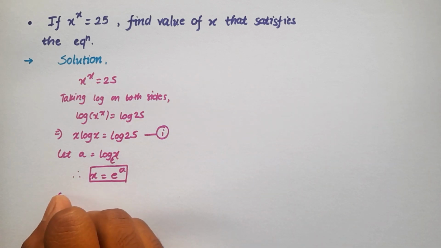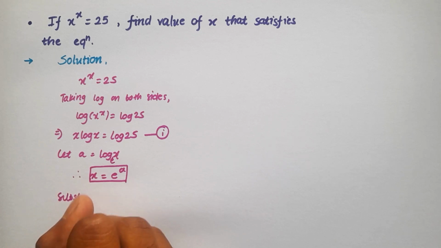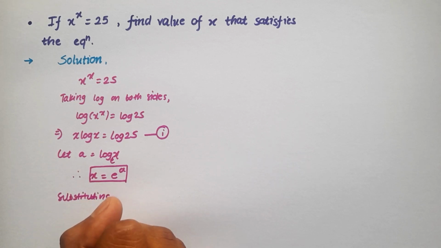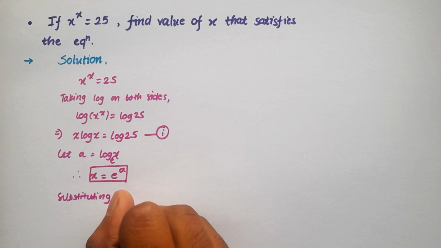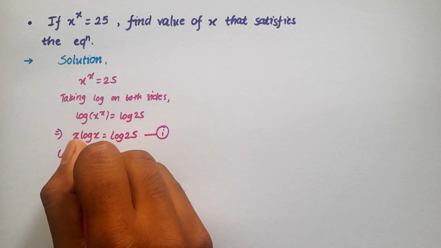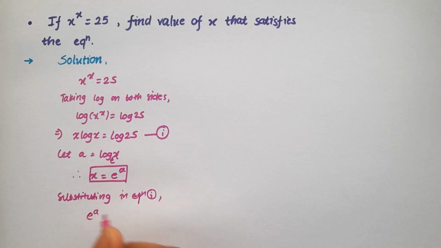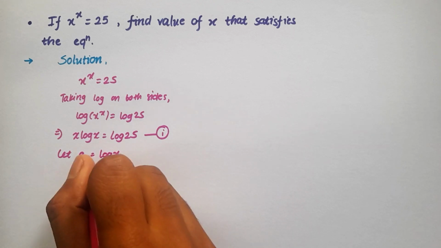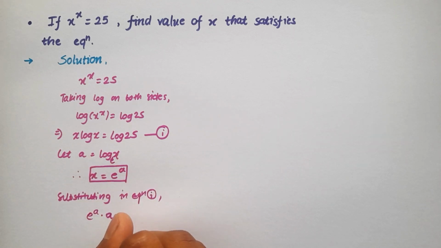Now, if I substitute this value in equation 1, what do we get? Now, x is e to the a, so e to the a, and log x is a. So I write a times e to the a is equal to log base e of 25. Okay, now what? That's where the Lambert W function comes in for help.